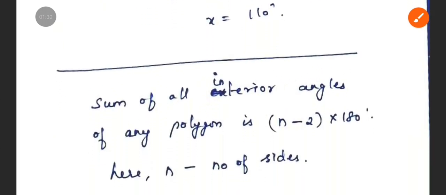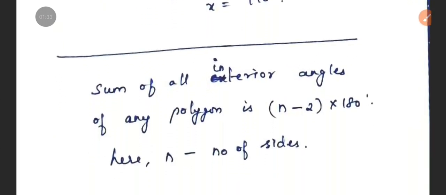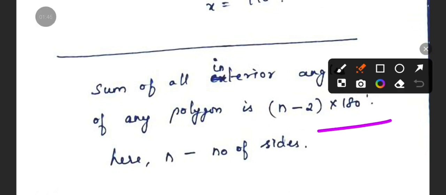Similarly, how do we find the sum of all interior angles of any polygon? Already we know the sum of all interior angles of a triangle is 180. The sum of all interior angles of a parallelogram is 360. Using this formula we can find it easily: (n minus 2) into 180. For example, consider a triangle here. Here n denotes the number of sides. A triangle has 3 sides, so take n as 3. 3 minus 2, 1. 1 into 180, 180. So the sum of all interior angles of a triangle is 180 degrees.